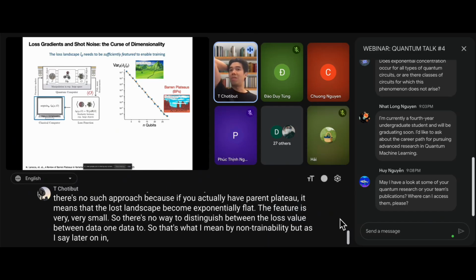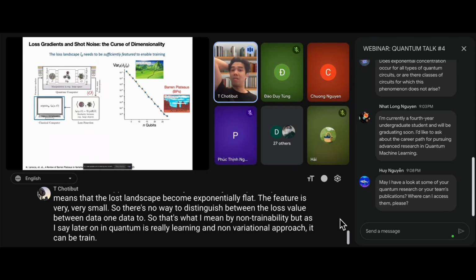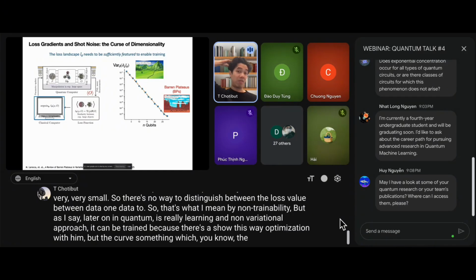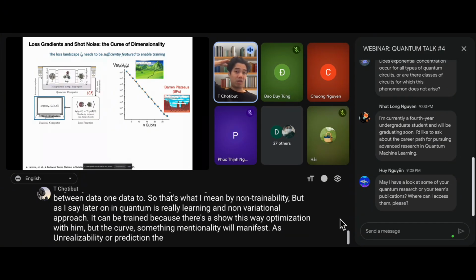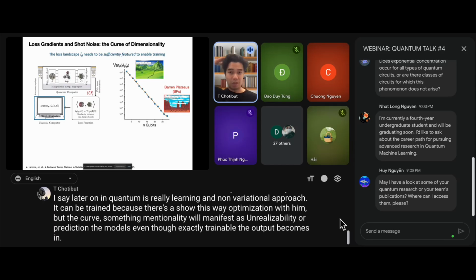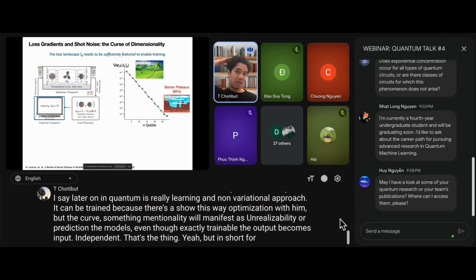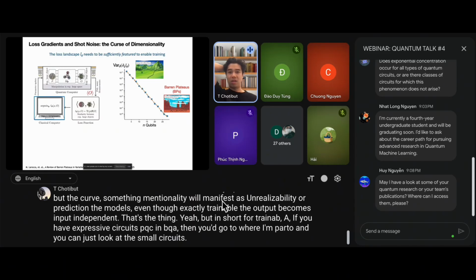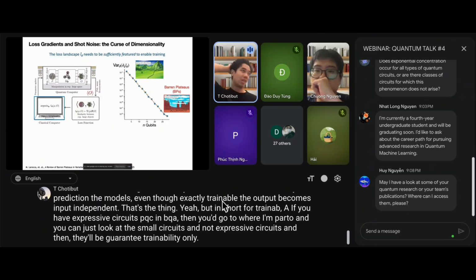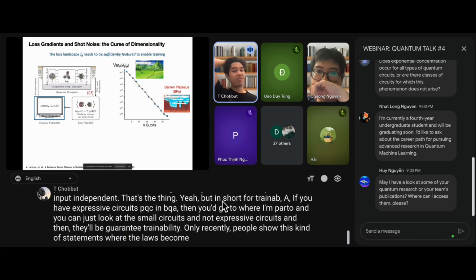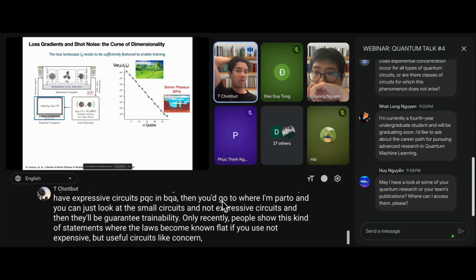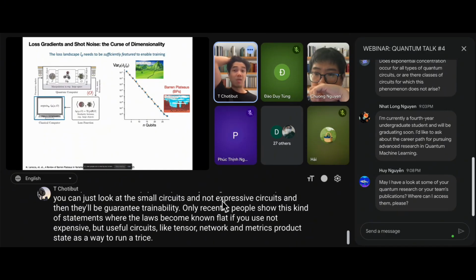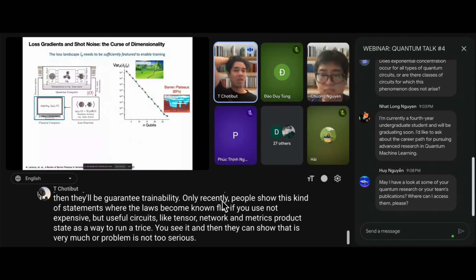But as I said, later on in quantum machine learning, a non-variational approach can be trained, because I show this weight optimization algorithm, but the curse of dimensionality will manifest as ungeneralizability of prediction. Even though models are exactly trainable, the output becomes input independent. In short, for trainability, if you have expressive circuits, PQC in VQA, then you go to barren plateau. If you look at small circuits, not expressive circuits, then there will be guaranteed trainability. Only recently, people showed that the loss becomes non-flat if you use not expressive but useful circuits like tensor networks and matrix product states to parameterize PQC, and then they can show that the barren plateau problem is not too serious.